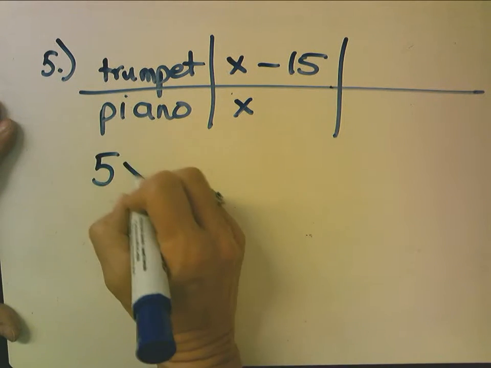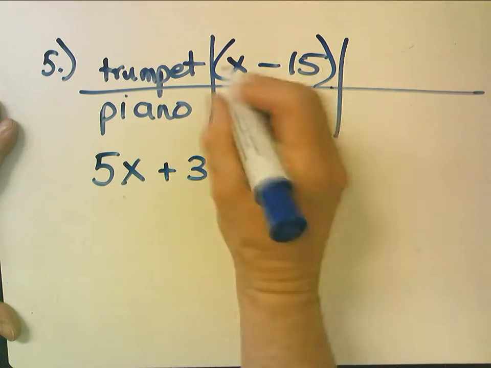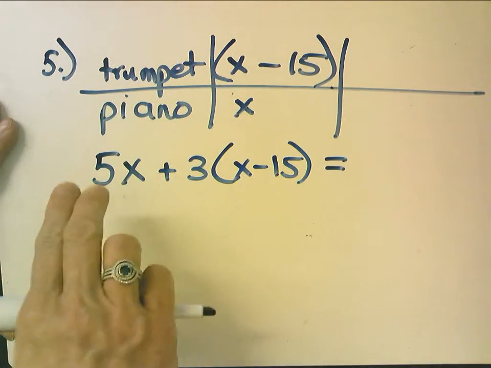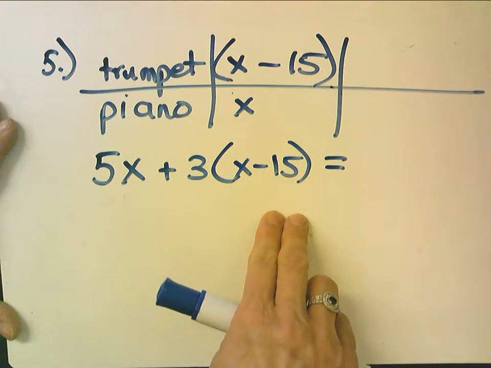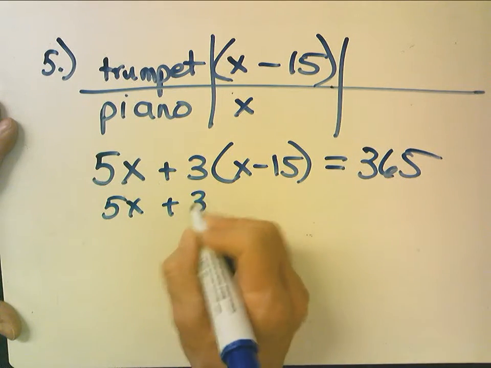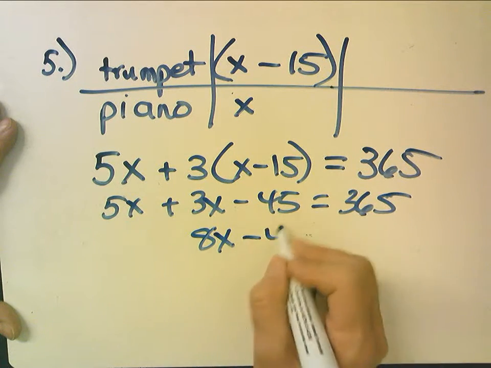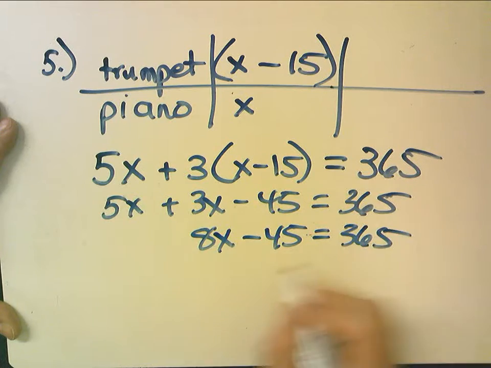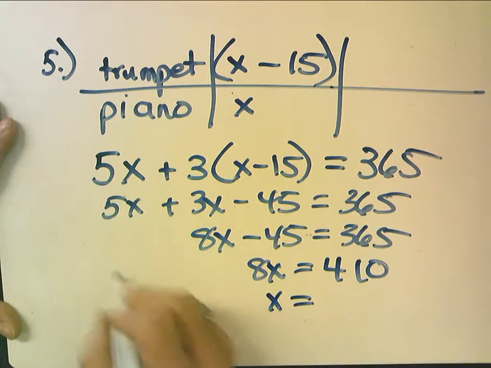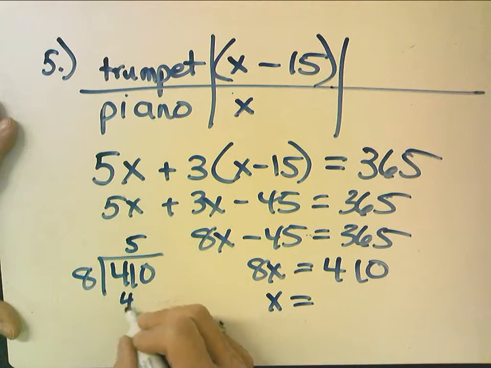5 piano lessons will cost 5x. 3 trumpet lessons, I have to do 3 times the cost of 1. Be careful to use my parentheses. And 5 piano and 3 trumpet cost a total of $365. So 5x plus 3 times x minus 15 equals 365. 5x plus 3x minus 45 equals 365. 8x minus 45 equals 365. 8x equals 410.